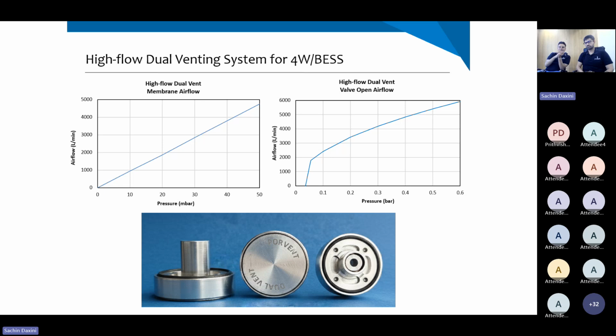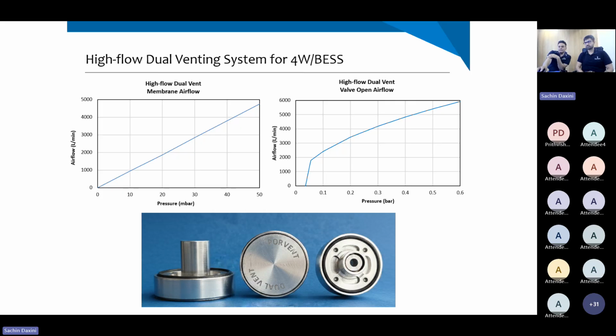On the top left, we can see the airflow curve for the primary condition, that is through membrane, and the stage one airflow. And on the right top corner, we can see the airflow for the vent open condition. So this is a bigger and a high flow dual vent system.